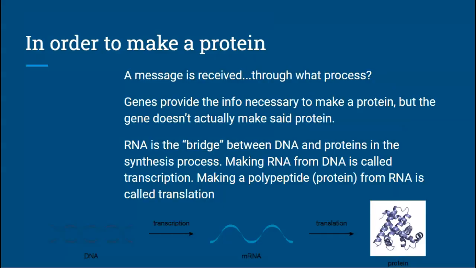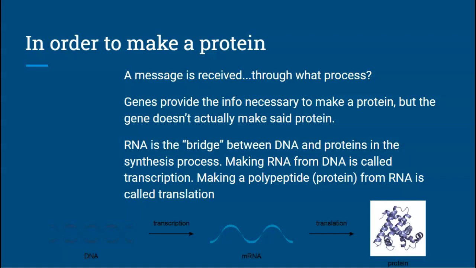If you want to make a protein, your cell needs to receive some kind of message, right, through signal transduction, some way, somehow. The cell's going to say, oh, okay, I need to make this thing. And so we're going to need our DNA to do that, okay? But the DNA has the instructions to make the protein, but the DNA itself doesn't actually make the protein, okay?